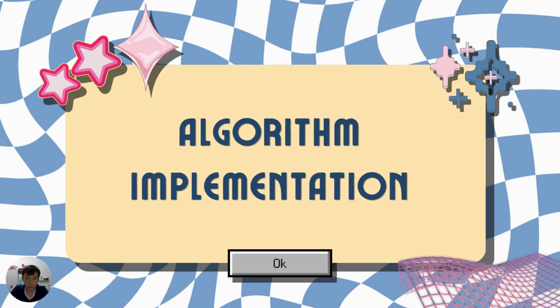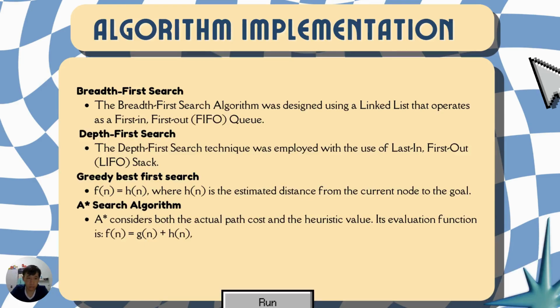Now is the algorithm implementation part. The four algorithms we use are: breadth first search, designed using a linked list queue, and depth first search, using last in first out. Next, for greedy best first, f(n) equals h(n), where h(n) is the estimated distance from the current node to the goal. The A star search algorithm considers both the actual path cost and the heuristic value. Its evaluation function is f(n) equals g(n) plus h(n).